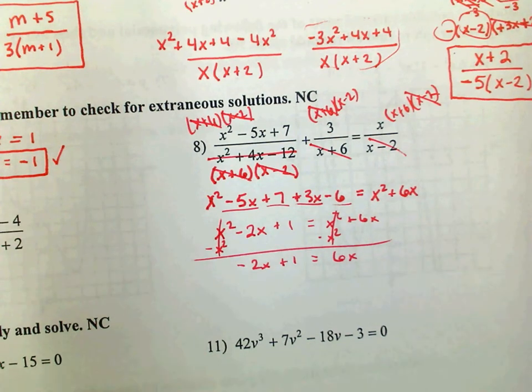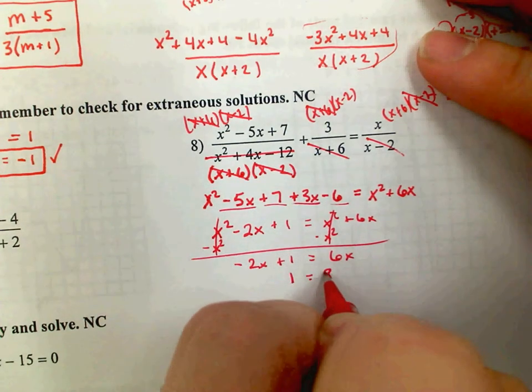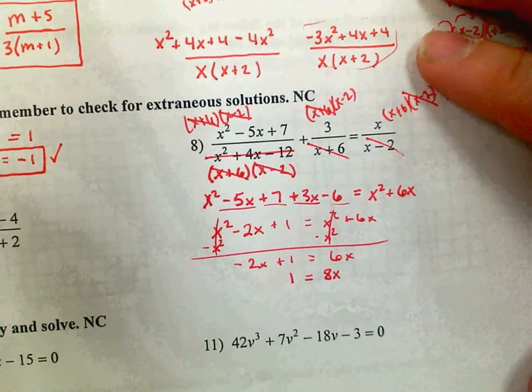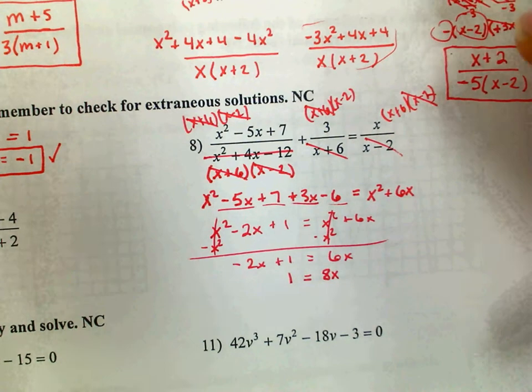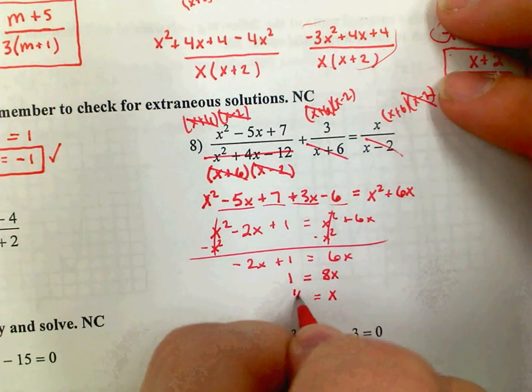Add 2x to the right. That would make that 1 equals 8x. And then divide by 8. X is equal to 1/8.